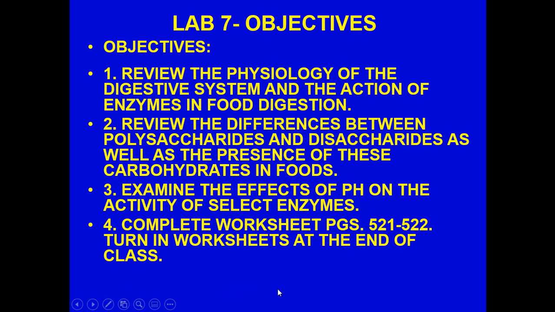Now, the objectives are to review the physiology of the digestive system and the action of enzymes in food digestion. We're going to review the differences between polysaccharides and disaccharides, as well as the presence of these carbohydrates in foods. We're going to examine the effects of pH on the activity of select enzymes.